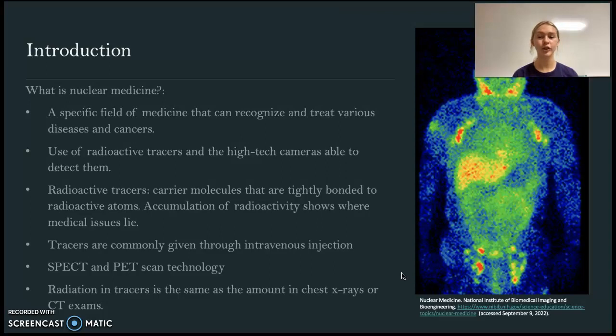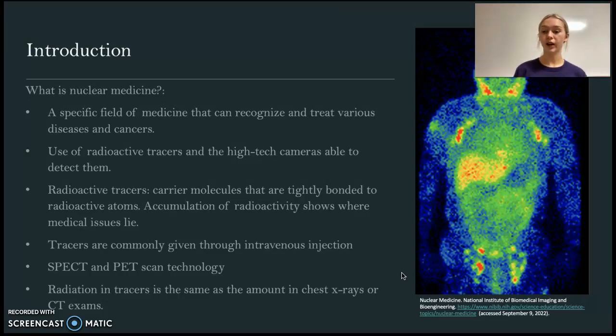So radioactive tracers are molecules that are tightly bonded to radioactive atoms, and the accumulation of radioactivity shows where the issue lies. There are all kinds of different sorts of tracers, but they're most commonly given through intravenous injection. They can also be given orally and then just be directly given to the organs as well.